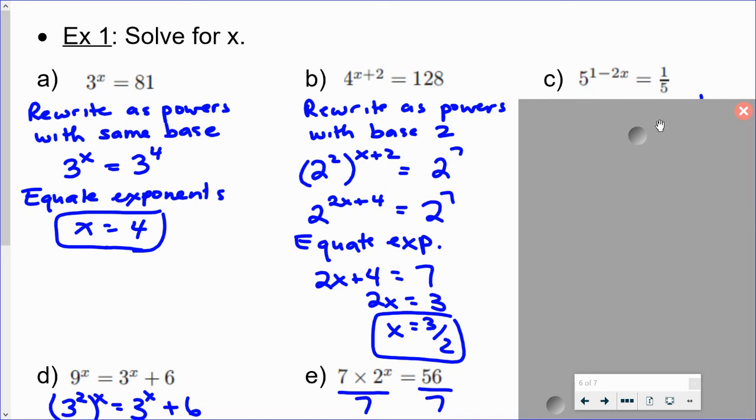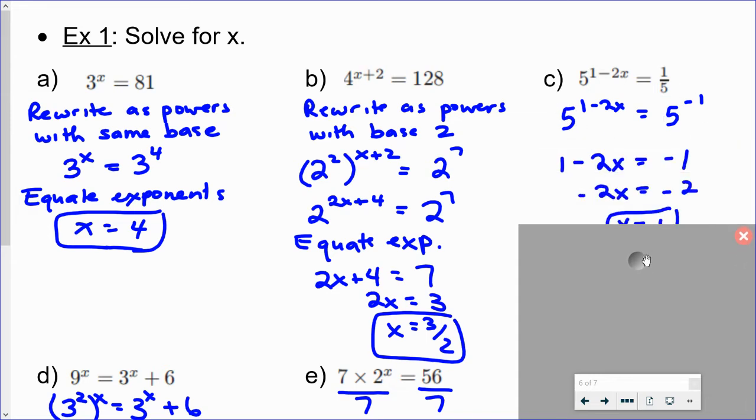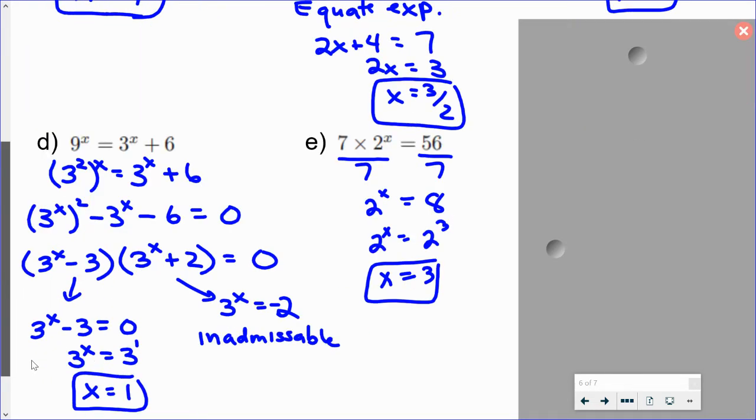For example C, we want to rewrite 1/5 as a power with base 5. So I know that that's 5 to the negative 1. Now I have a single power equal to another single power with the same base, so I can equate the exponents and solve for x. We have a few more examples here.